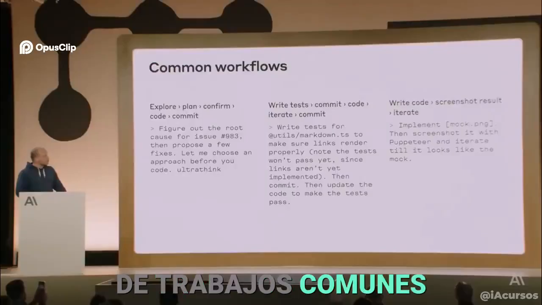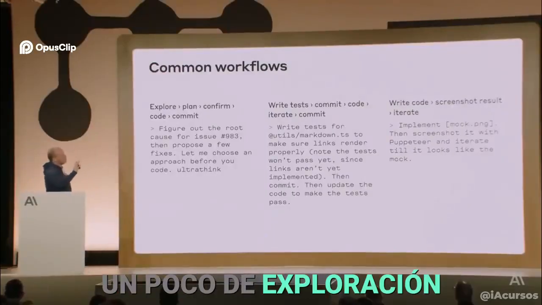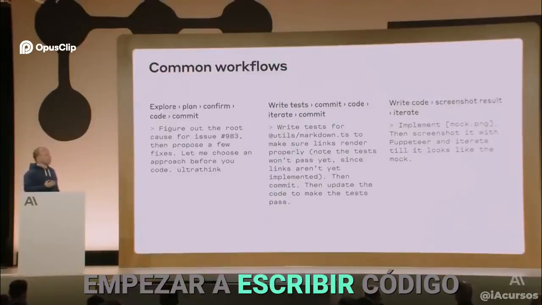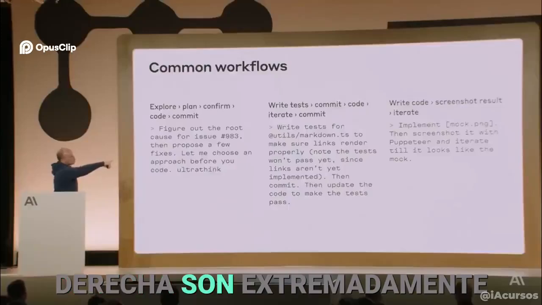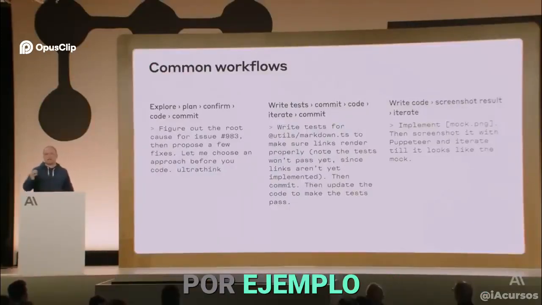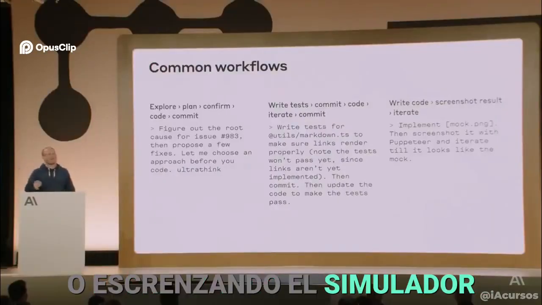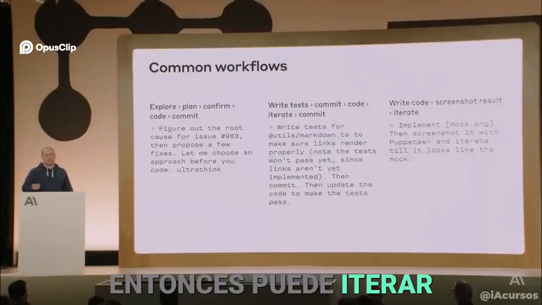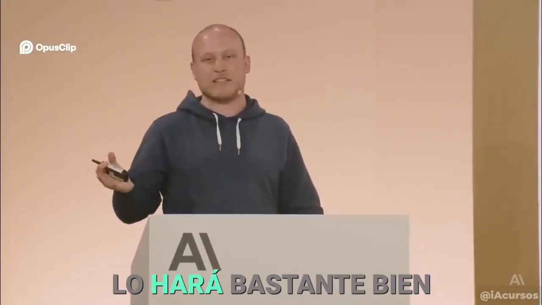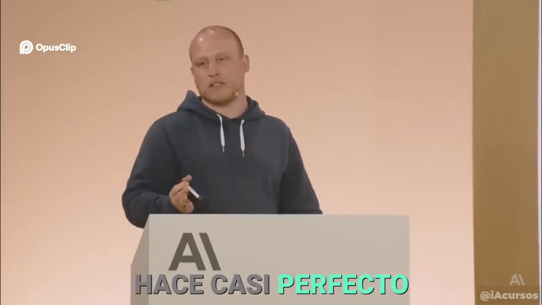There's a few common workflows, and this is the one that I talked about already: do a little bit of exploration, do a little bit of planning, and ask me for confirmation before you start to write code. These other two on the right are extremely powerful. When Claude has some way to check its work, for example by writing unit tests, or screenshotting in Puppeteer or the iOS simulator, then it can iterate. This is incredible because if you give it, for example, a mock and say, build this web UI, it'll get it pretty good. But if you let it iterate two or three times, often it gets it almost perfect.